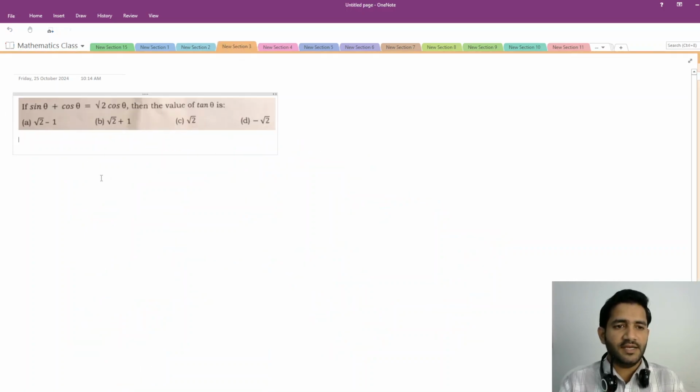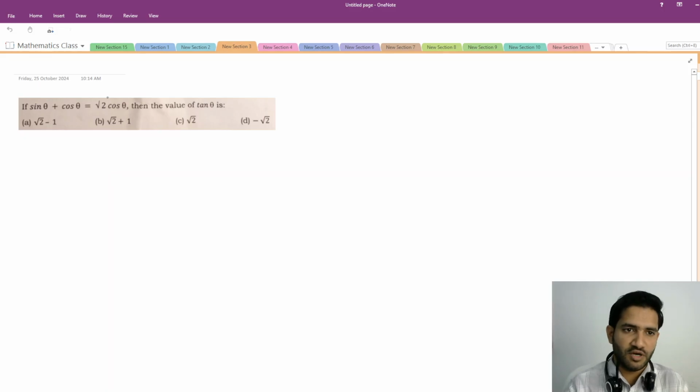Next question: sine theta plus cos theta equal to root 2 cos theta, from trigonometry.